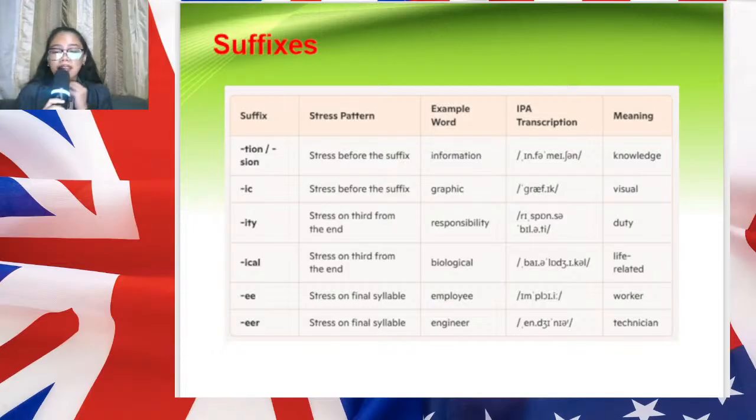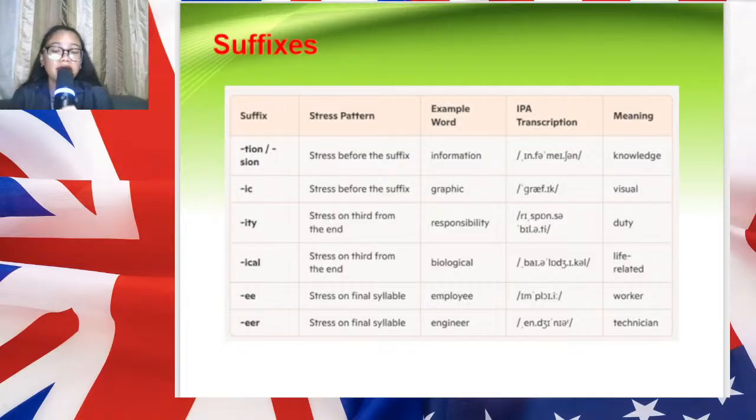We have E. We stress on the final syllable. That's the rule. Say, for example, here, employee. Again, employee. So our stressed syllable is E. Now, what do we mean by employee? It is worker. So we flip the pattern here. Some suffixes are so strong they pull the stress to themselves. E is one of those. Okay? So E is our first suffix here that we put the stress on.